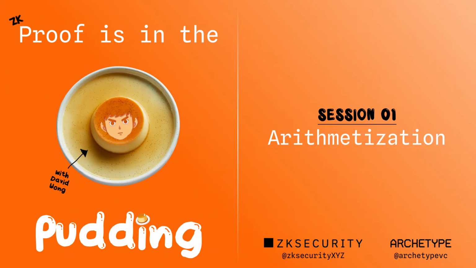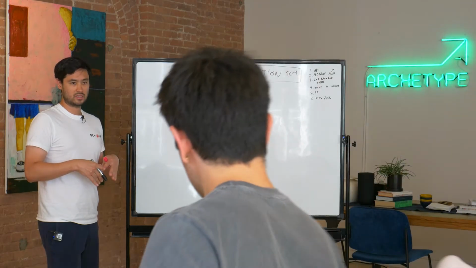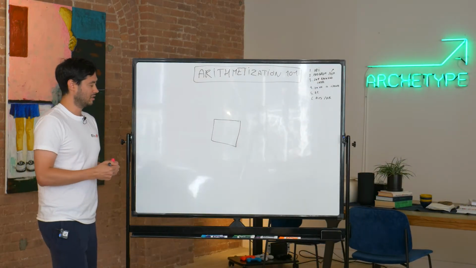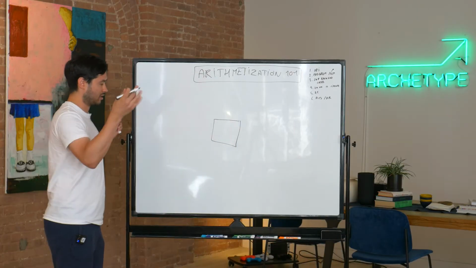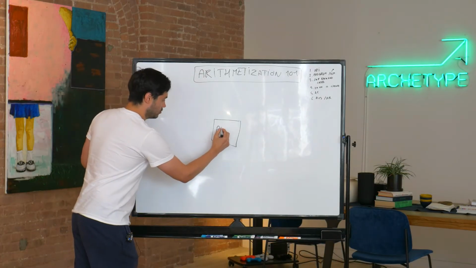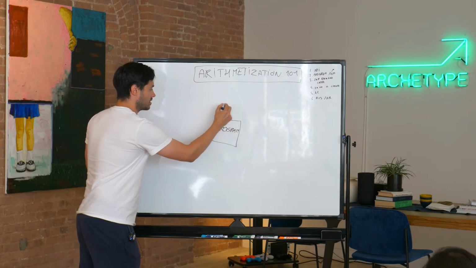All right, so at a very basic level, zk is proving computations. And so you always think of a program that you want to prove. I'll say more about that. So you have your program here, and your program takes some inputs.